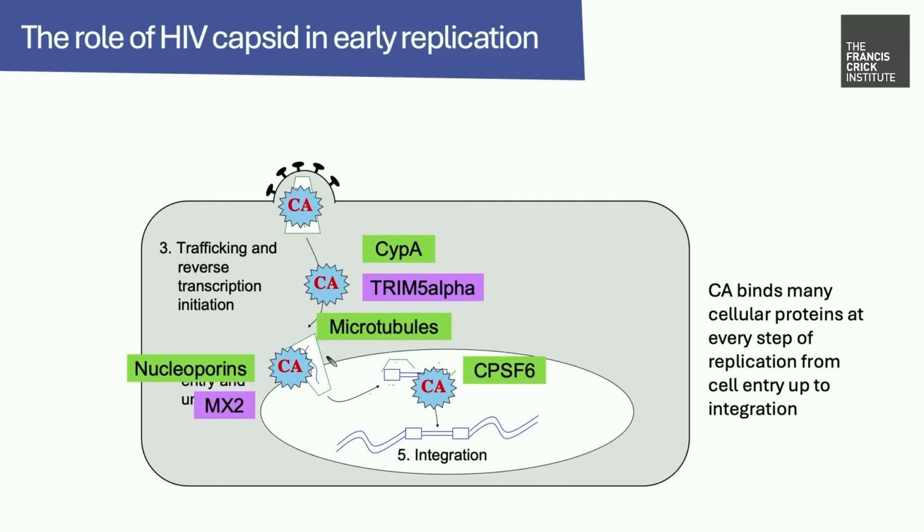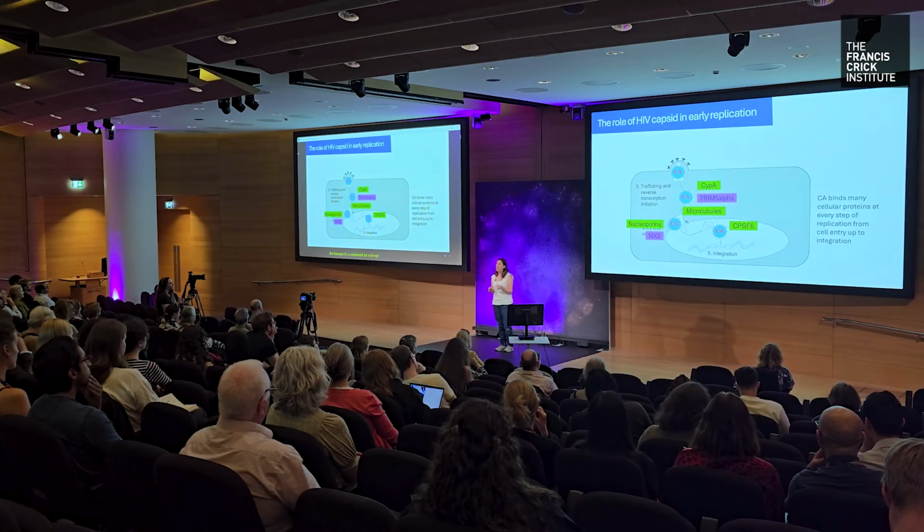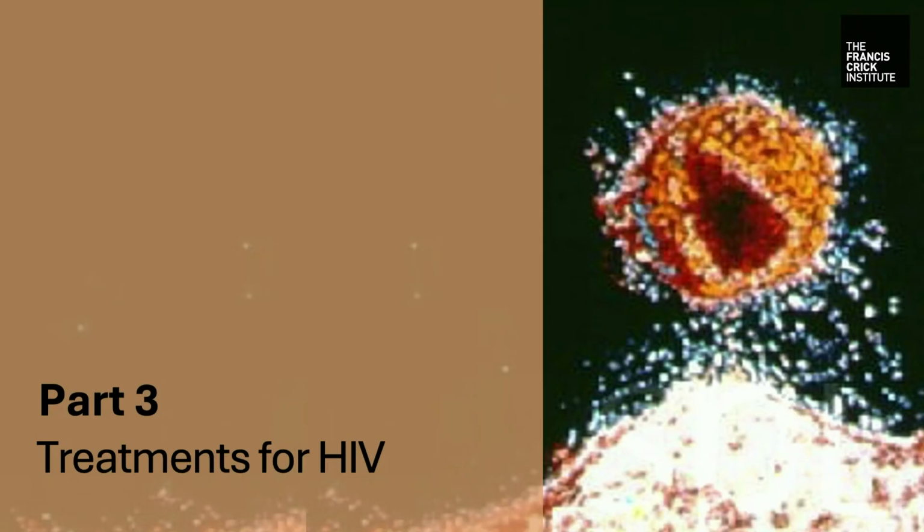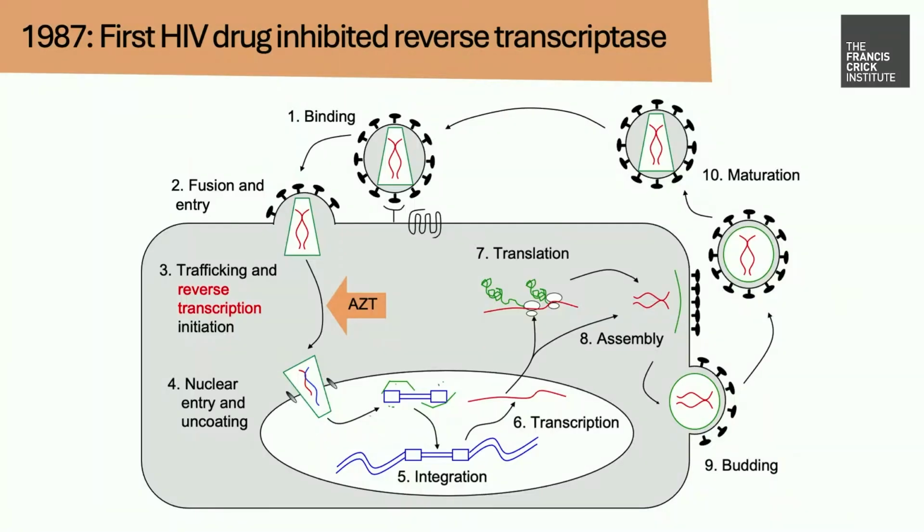And because it's so essential for viral replication, this makes it a really good drug target. And in fact, the latest drugs for HIV that were only approved at Christmas target this capsid protein. So that brings me nicely onto different treatments for HIV.